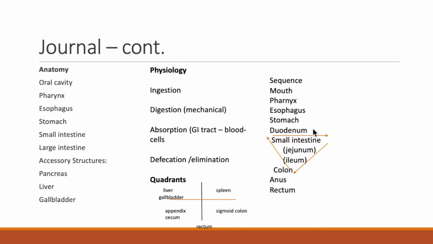You can hear this in 2 different ways, duodenum or duodenum. You'll hear it both ways. Small intestine, again the jejunum and the ileum. And then I have the colon, but I put these orange arrows going around to show the ascending colon. The transverse colon sits on top of the small intestine. And then the descending colon attaches to the sigmoid colon, and then to the anus and the rectum.